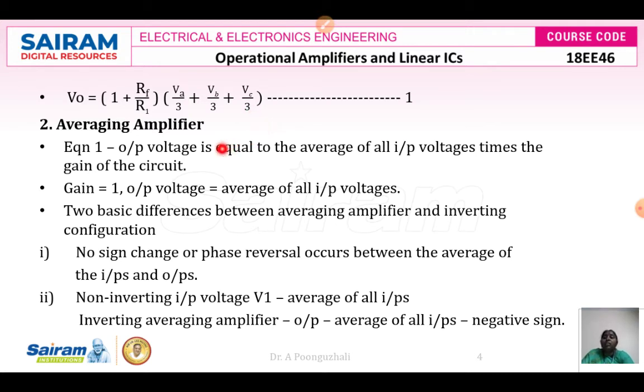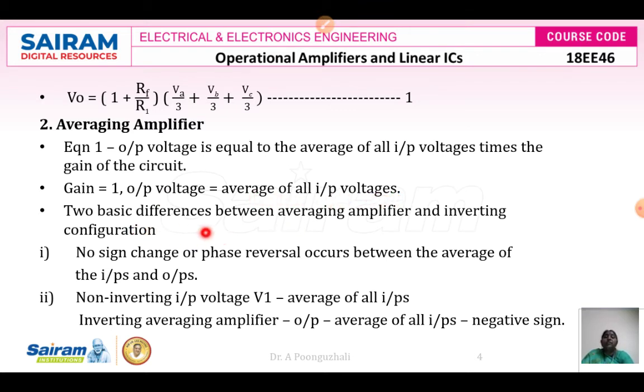So now we are going to construct an averaging amplifier. An averaging amplifier is nothing but, what we are going to do is, your output voltage should be the average of all the input voltages. Anyway, the denominator is common, so automatically it is nothing but VA plus VB plus VC divided by 3. So output voltage is equivalent to the average of all the input voltages times the gain of the circuit. Gain is nothing but 1 plus RF by R1. Suppose I am going to assume this gain to be 1. In that case it is going to be VA plus VB plus VC divided by 3. So output voltage is going to be equivalent to the average of all input voltages.